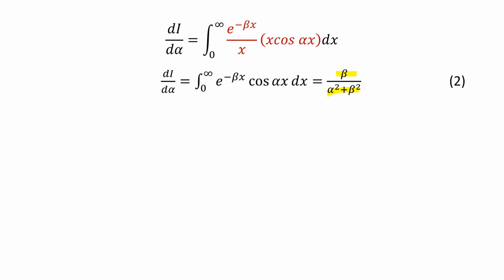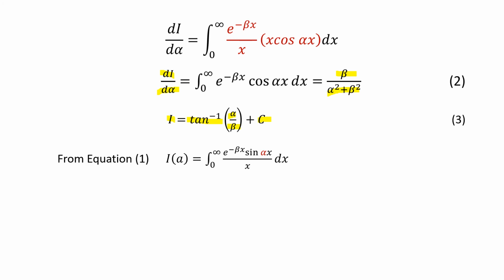Now this is an ordinary differential equation, so just solve it. So by variable separation, you will get the solution of that as I equal to tan inverse of alpha upon beta plus an arbitrary constant C. So now here we have to frame an initial condition from the given integral equation number 1 to get the value of C. So from equation number 1, I of alpha is equal to the integral from 0 to infinity of e raised to minus beta x sine alpha x whole upon x dx. So we have to just check what we can put for alpha so that we will get the direct value of I.